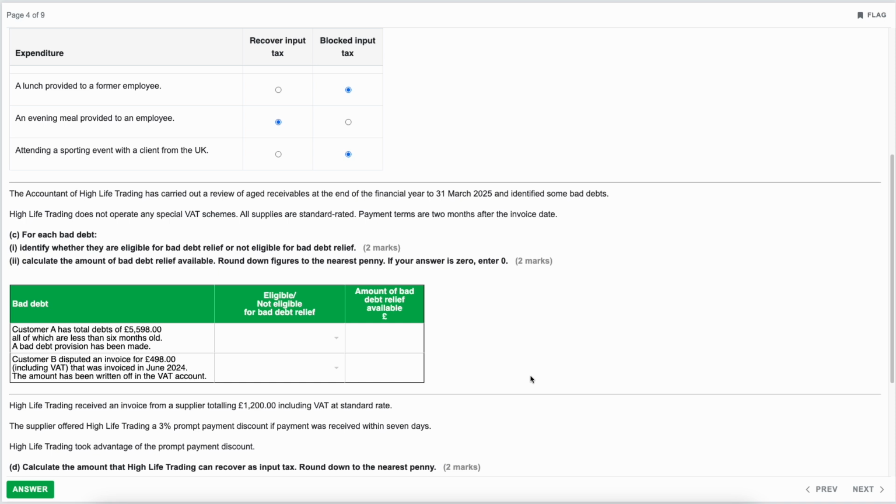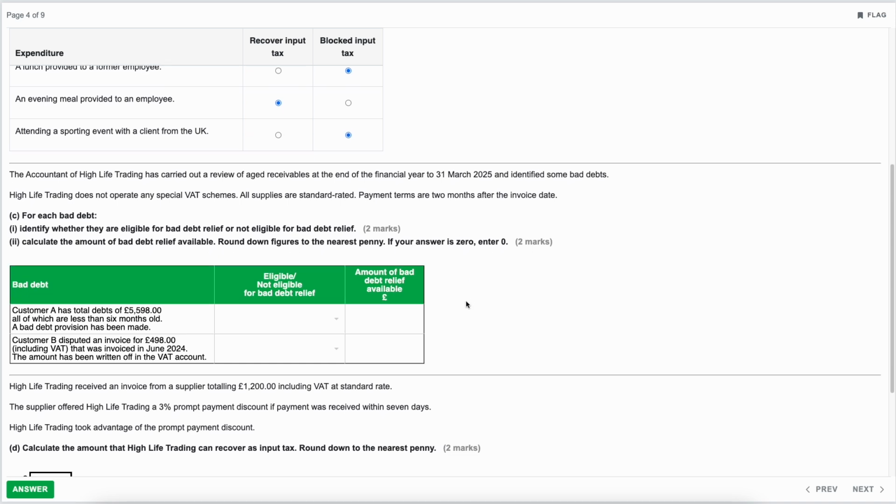Okay, so there are 2 rules that you need to hit for HMRC to allow you to claim back bad debt. And they are that A, the debt is written off in a business's accounts, and B, that the debt is 6 months overdue. So not 6 months from the invoice date, 6 months from when it was overdue. And that is absolutely key, especially in questions like this, where it states payment terms are 2 months after the invoice date, because that would extend the time before they can write the debt off. Okay, so let's have a look then.